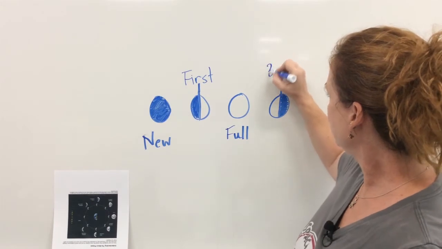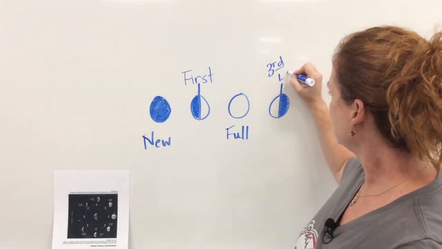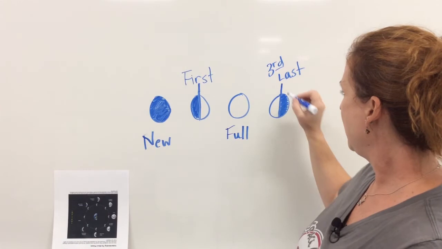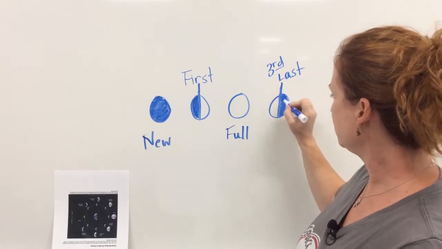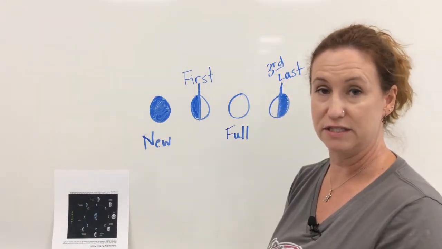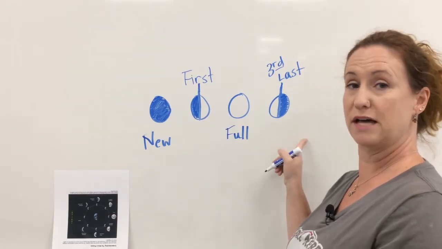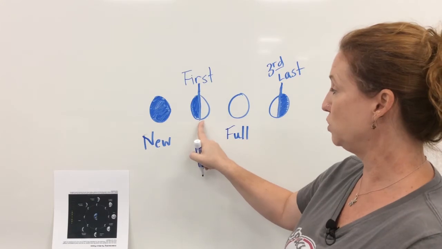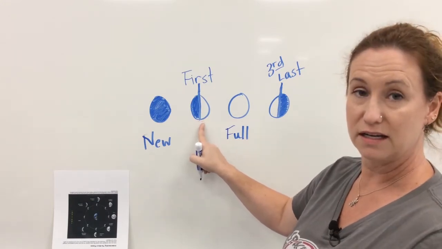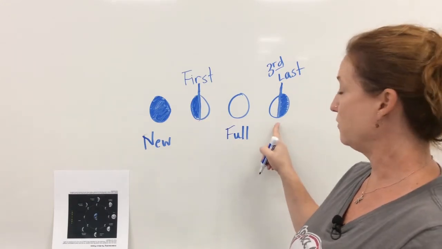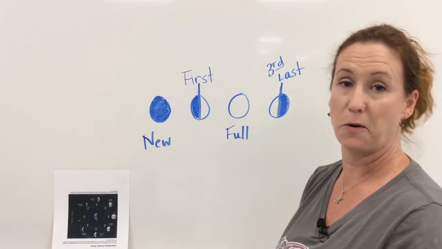This would be the third quarter or last quarter moon. And if I draw that line down the middle, it kind of looks like a letter D. So the letter B in the alphabet comes before the letter D. So when you see this one, it is the first quarter, and when you see this one, it is the last quarter.